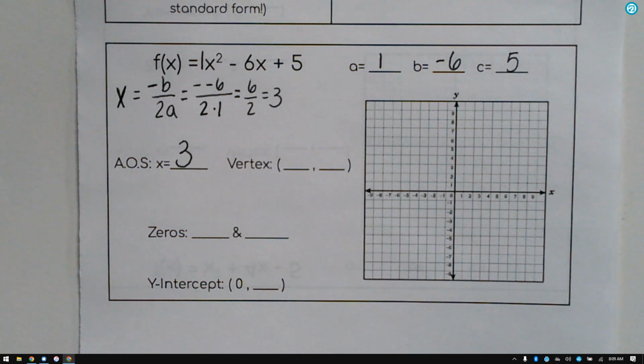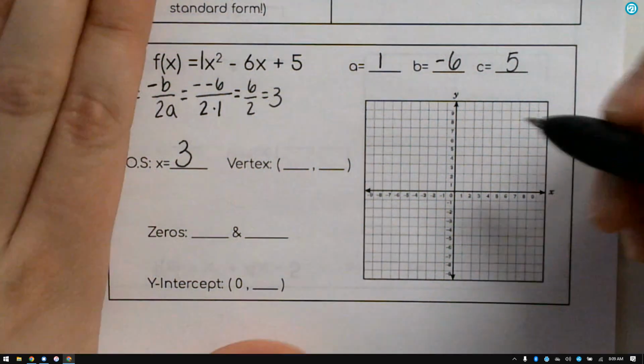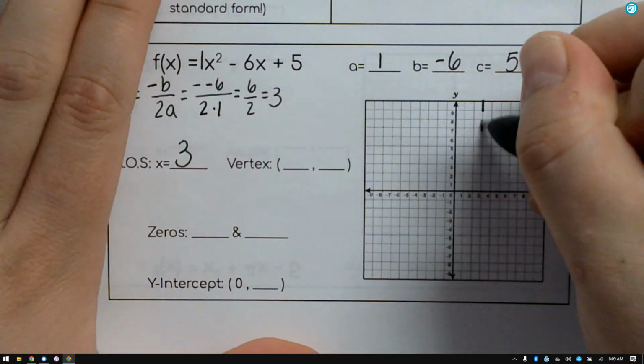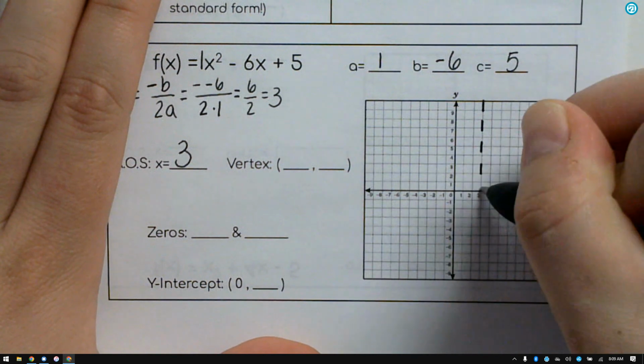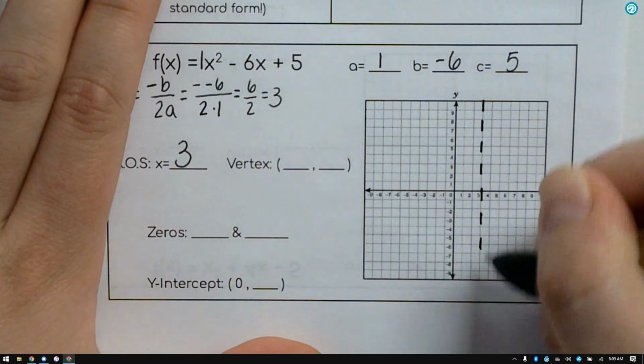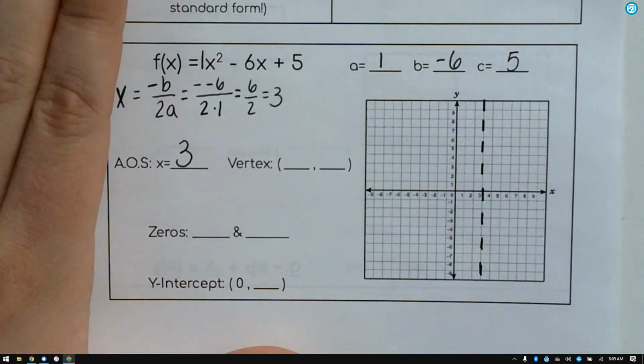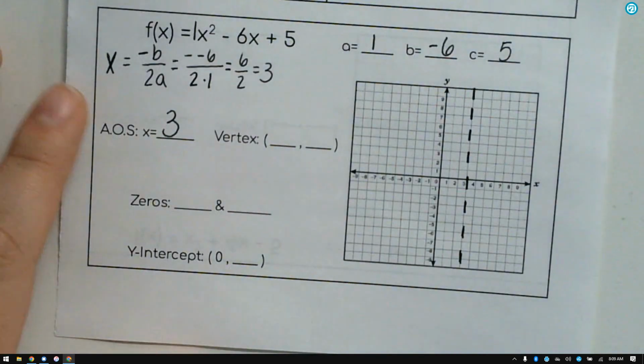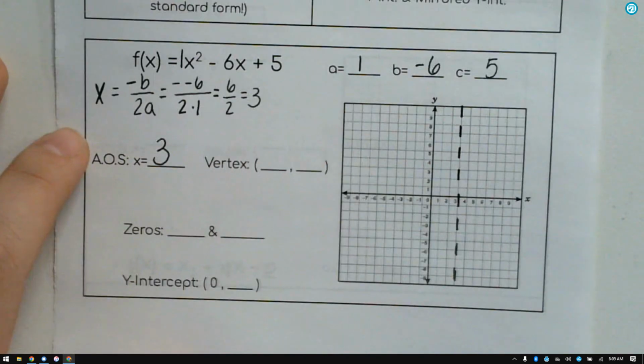Okay, I am going to go ahead and graph as I go. Our axis of symmetry is not a point on our graph, but it's more of a guideline for our graph. Draw a vertical dashed line at 3. And that is going to be the middle of where our graph ends up.